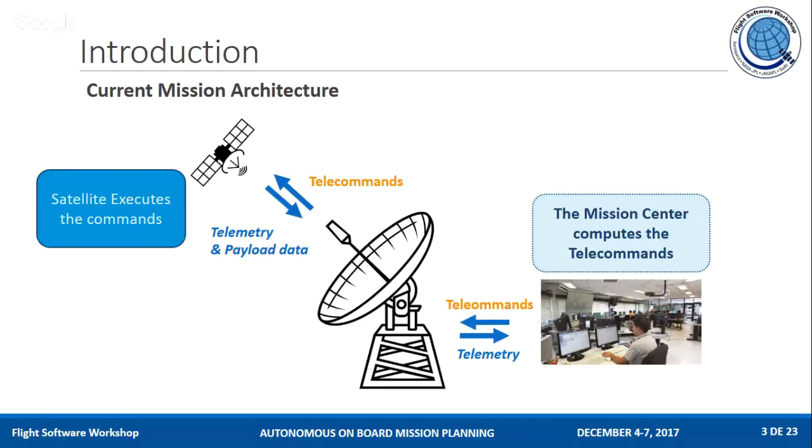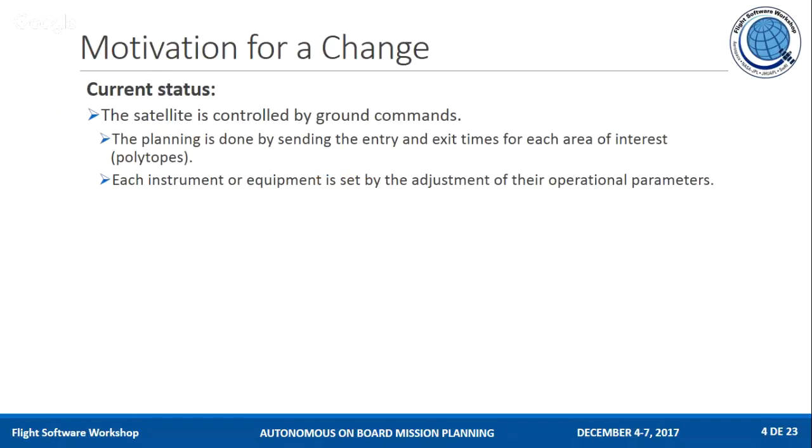Okay, I'm on slide 3 now. Current mission architecture. Here is just an introduction to show you how the communication between the mission center and the satellite is done today regarding the planning. The mission center configures the plan, generates the telecommands, and then sends that set of telecommands to the satellite. And for the mission center, it costs around 90% of the contact time to send that amount of telecommands. So the satellite finally only executes those commands.